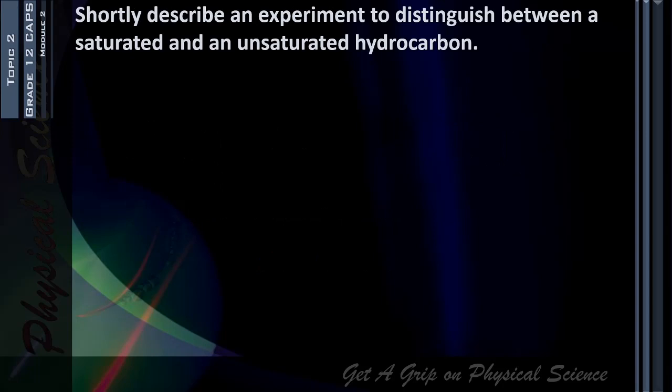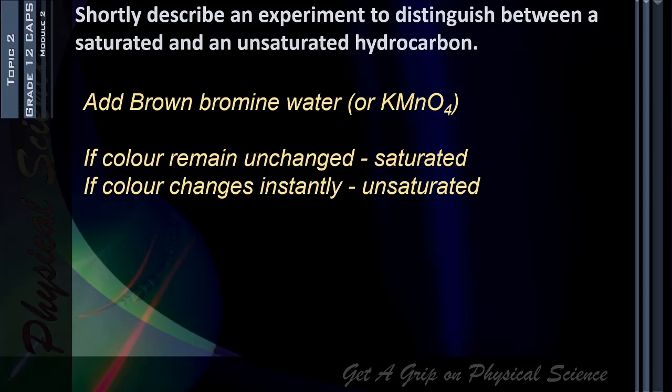Shortly describe an experiment to distinguish between a saturated and an unsaturated hydrocarbon. You have to add bromine water, and if the color remains unchanged, if it remains brown, you know that the solution is saturated. But you have seen that if the color changes instantly, you know that the solution is unsaturated.